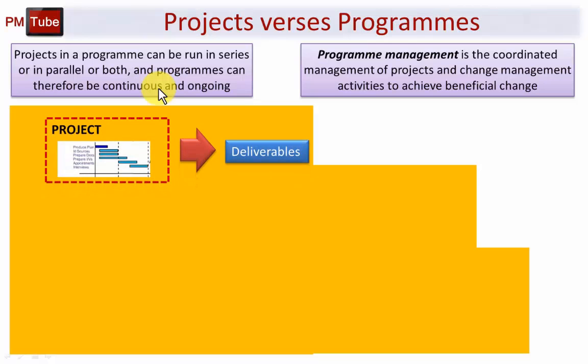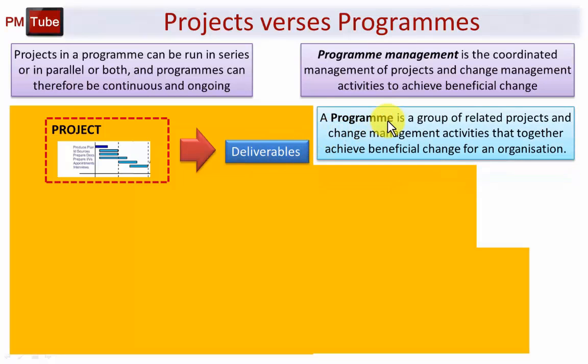Okay, so we know what a project looks like. It has a series of activities. Here's a little snapshot of a Gantt chart, and these together create products or deliverables. It's these deliverables that are then handed over to the business as usual or operational management aspects of an organization for the benefits to be realized. So a program is a group of related projects and change management activities that together achieve beneficial change for an organization. You can see how the objectives of program management and the program itself are very tightly related.